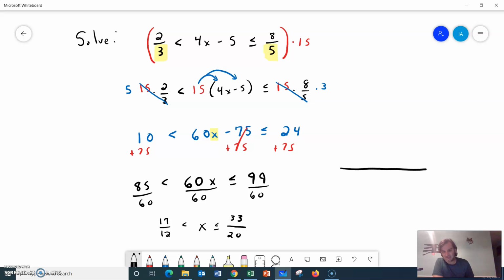So I'm going to put that on a number line. Here's 0. Both of these are bigger than 0. So 17/12, and to the right of that, 33/20. So let's see. 17/12 is less than x. So that's a less than, so that's a parenthesis. And x less than or equal to 33/20, that is a bracket, and shade the region in between. So when we put that in interval notation, it'll be parentheses 17/12, and that'll run to 33/20 with a bracket.